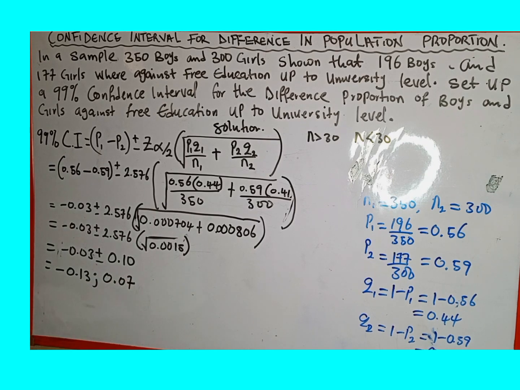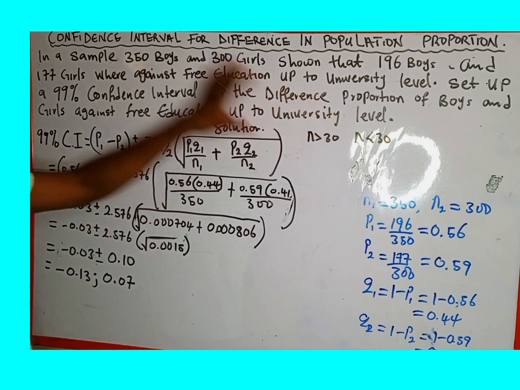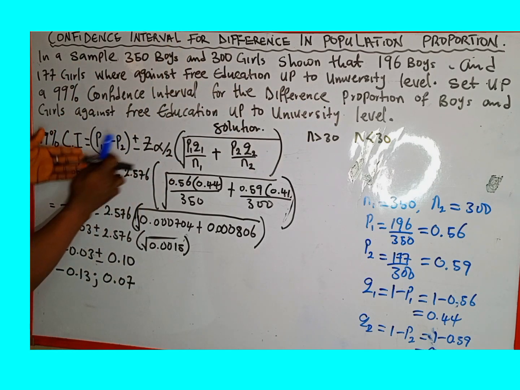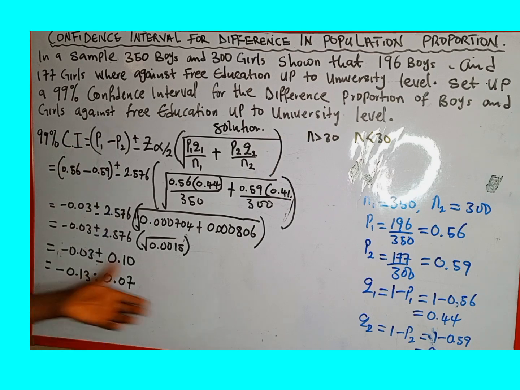So this is how to construct a 99% confidence interval for the difference in population proportion. The two population proportions must be given before you can calculate the difference in population proportion.